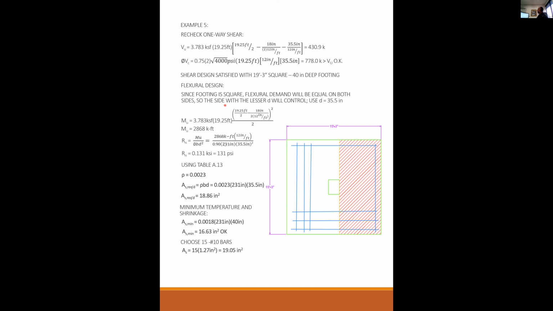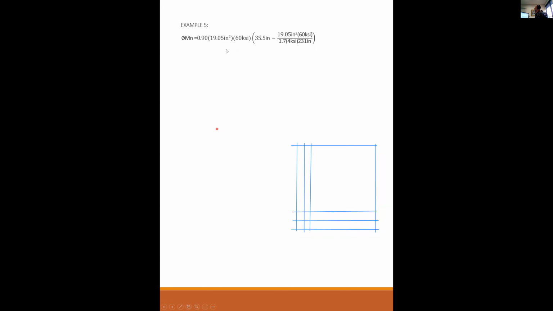Just because we went through these steps and we chose 15 number 10s, I don't know if that works. I don't know if there's a mistake in this equation. I don't know if there was a mistake in this table, or did I make a mistake here? There's all kinds of places where I can make a mistake and I won't catch that mistake. I won't know if I'm creating a dangerous situation unless I check my phi Mn greater than Mu. This is the only thing that matters. Everything else was just steps to help you get to this point. This is the only thing that really matters in that check.